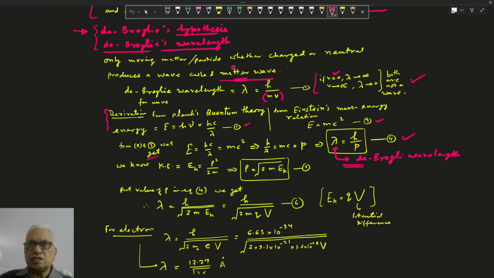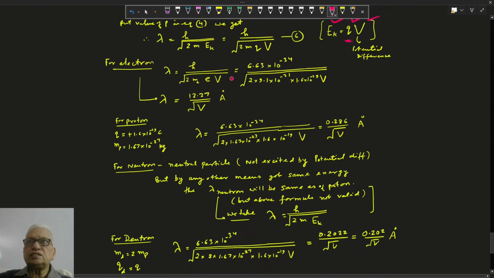Kinetic energy can be written as p square by 2m. So p is under root 2m Ek, where Ek is the kinetic energy. Putting in equation 4, instead of p we write under root 2m Ek, so lambda is h upon under root 2m Ek. And the energy we can write as q into v, where q is the charge and v is the potential difference. Equation 6: if we are taking the case of an electron, here is the mass of electron, the charge of electron, v is the voltage. Putting all the values of Planck constant, mass of electron and charge of electron, this is the answer. So this is the wavelength for an electron excited by voltage v.